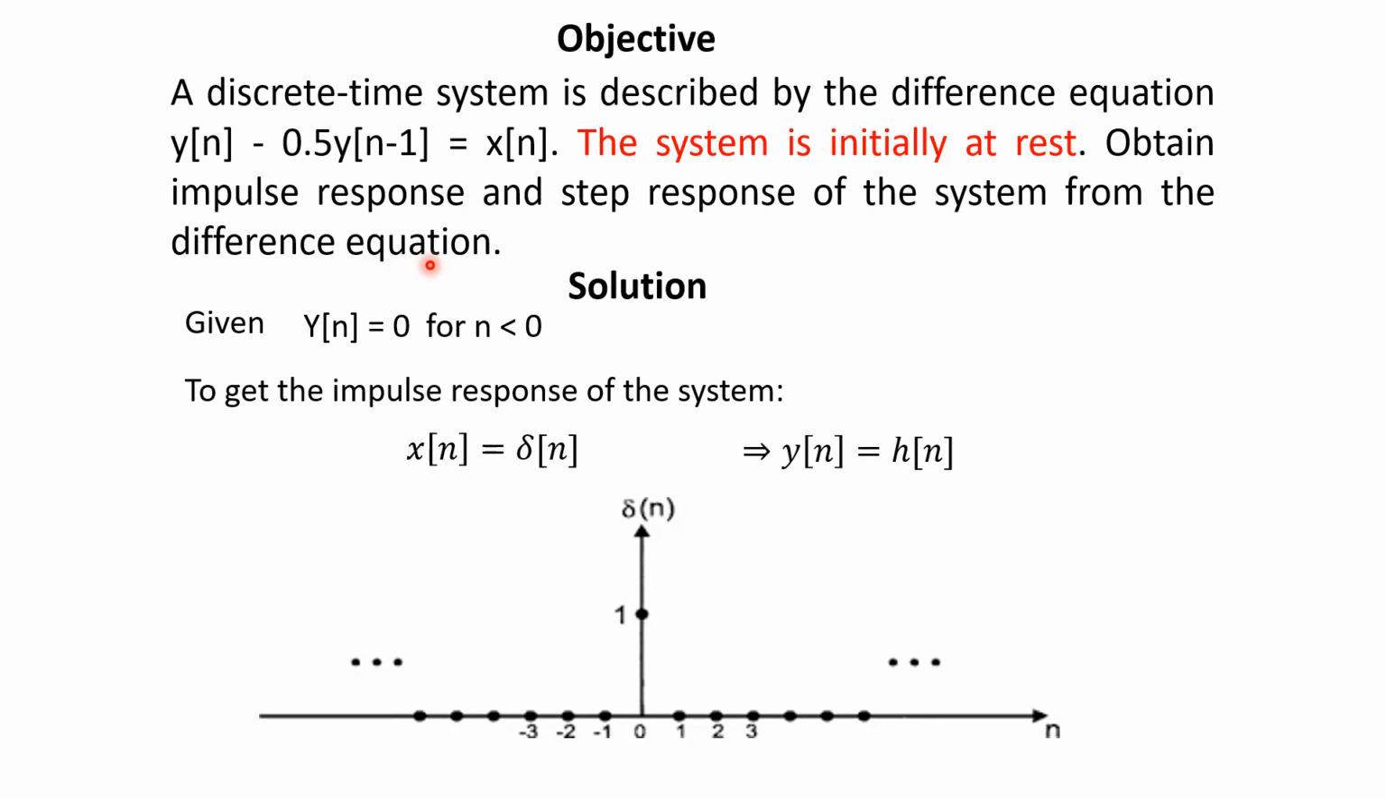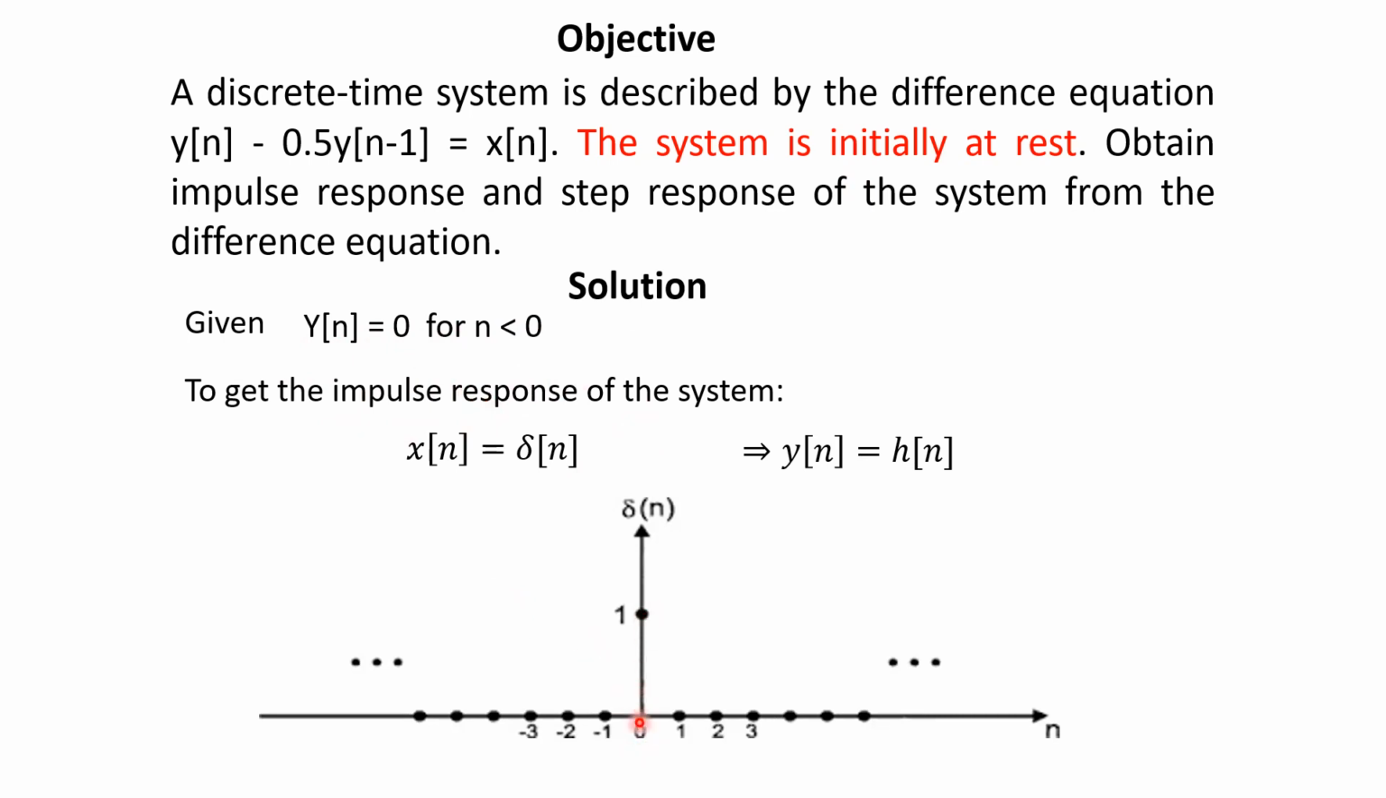First of all, because we have to calculate the impulse response and step response, we first look up how these two things can be calculated. The system is given as initially at rest. It means that if we don't apply any input, the output should be 0. Normally, for the impulse, x[n] equals delta[n], and we know that delta[n] will be defined only for n equals 0.